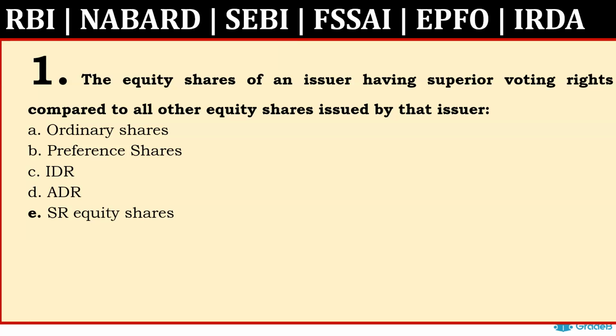So first question, the equity share of an issuer having superior voting rights compared to all other equity shares issued by that issuer. So ordinary share, preference share, IDR, ADR, and SR equity share. So right answer is SR equity share. This is a new term, new concept.